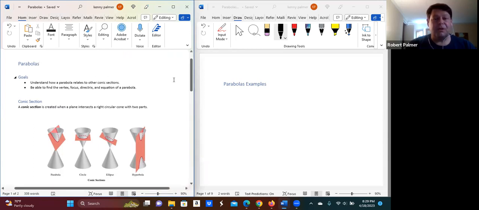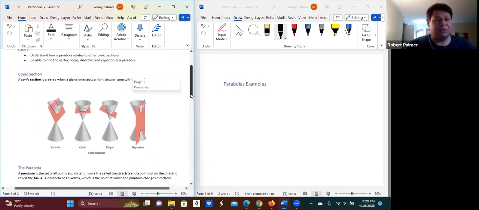So first, let's take a look at what conic sections are. You may have heard of these. A conic section, the definition says, is created when a plane, like a flat plate, intersects or crosses a right circular cone with two parts. You can see this better in pictures.